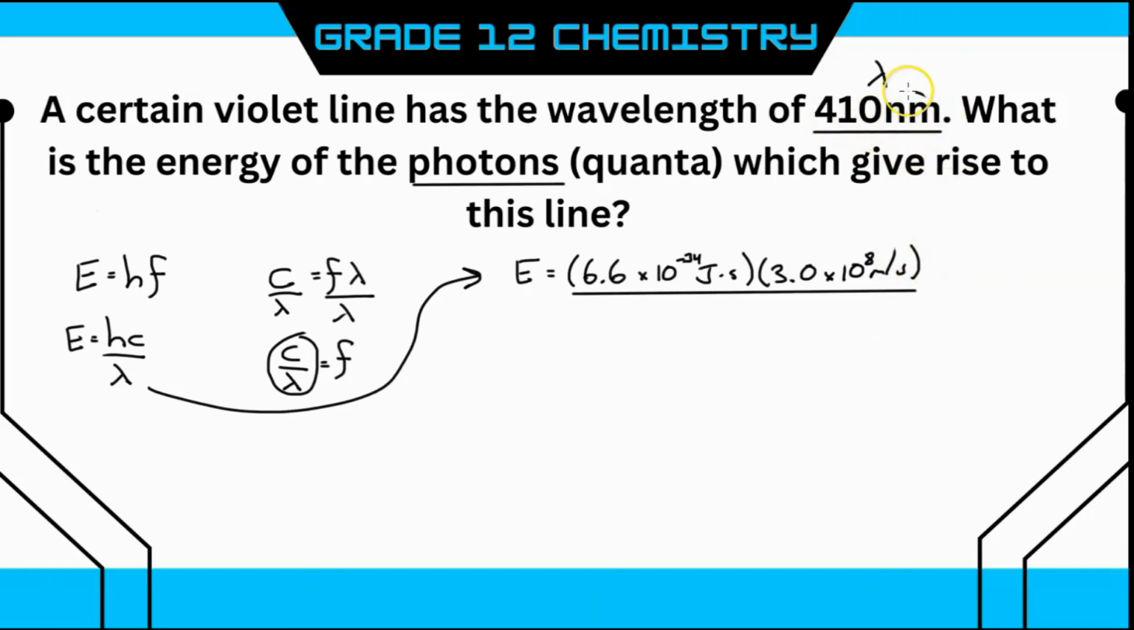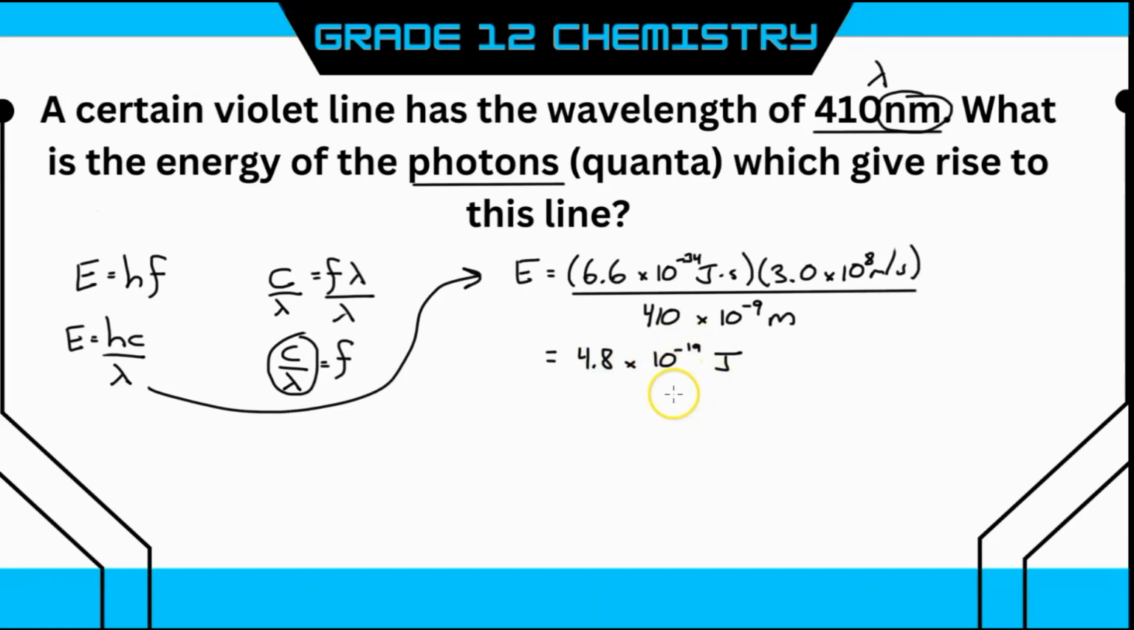That wavelength is in nanometers. We want this in SI units, or our base units, which is meters. So what we have to do is take that 410 and multiply it by 10 to the negative 9 to get our nanometers converted to meters. Now that we've done that, we get an energy of 4.8 times 10 to the minus 19 joules.